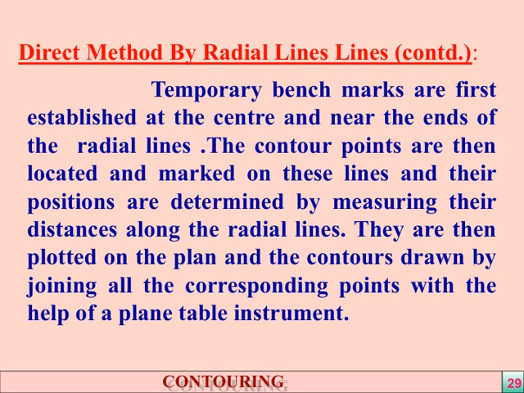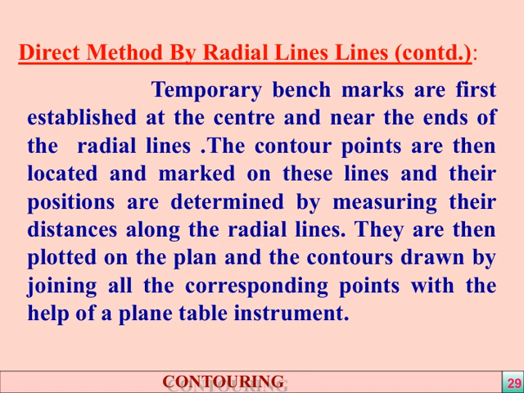Let's move on to the next part of the direct method using radial lines. First, we establish temporary benchmarks at the center and near the ends of these radial lines. These benchmarks serve as reference points to help us accurately locate the contour points. Once the benchmarks are in place, we identify and mark the contour points along these lines. To do this, we measure their distances from the benchmarks along each radial line. This way, we determine the exact positions of the contour points in relation to our reference points.